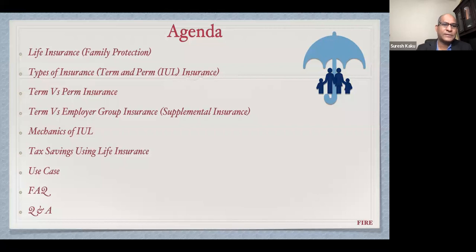And also we're going to discuss term insurance versus employer group insurance. Most employers offer group insurance, and some companies offer 1 to 2 times the salary. You also have an option to buy supplemental insurance. So what are the advantages and disadvantages of taking supplemental life insurance? We'll discuss that. Also, we'll discuss the mechanics of IUL, which is called Index Universal Life, and how you can save taxes using that.